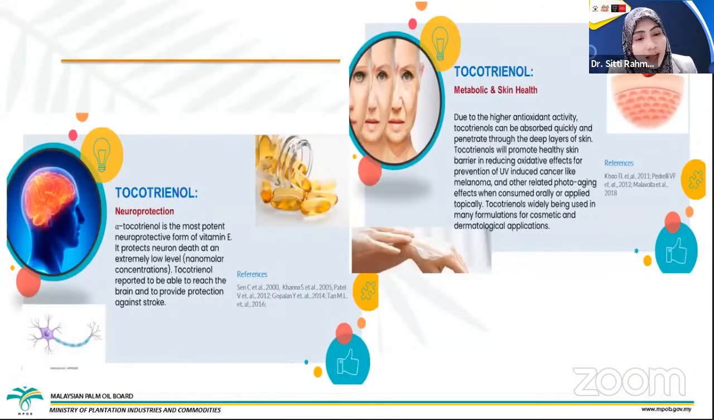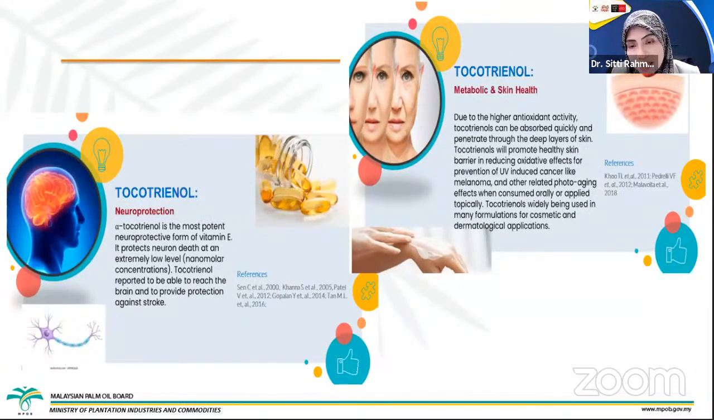So, tocotrienol as a neuroprotection. Tocotrienol is a natural neuroprotective vitamin, and the most potent for this neuroprotection is alpha tocotrienol. It protects against neuron death at an extremely low level, a nanomolar concentration, and it is able to reach the brain and provide protection against strokes.